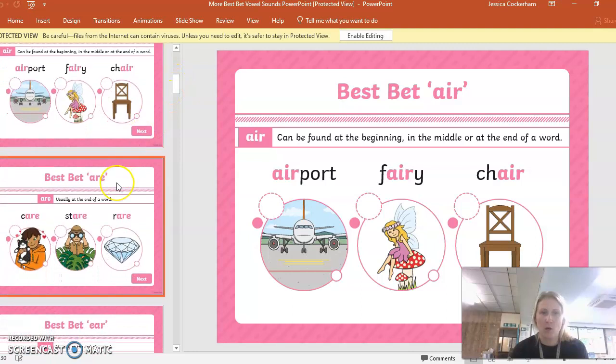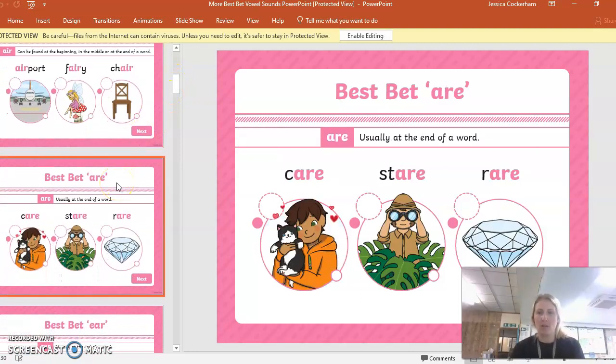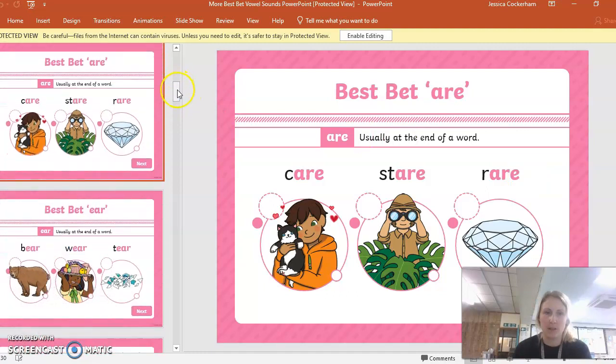There's other words that also have the air sound. Can you have a look here? Air, care. This looks like the word doesn't it? If you covered up that k there, it says but here it says air. So it says care, stare, rare, like a rare diamond. Let's have a look at another one.